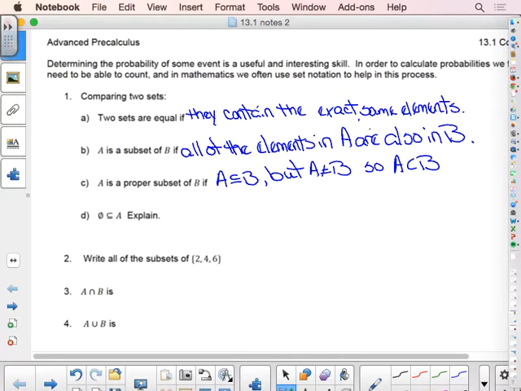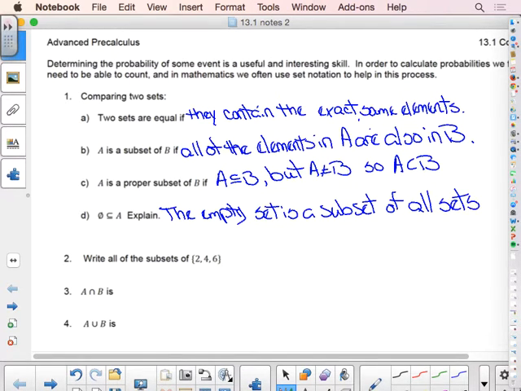The empty set is a subset of every set. I think you saw this in Advanced Algebra 2. You can write that as the null set.